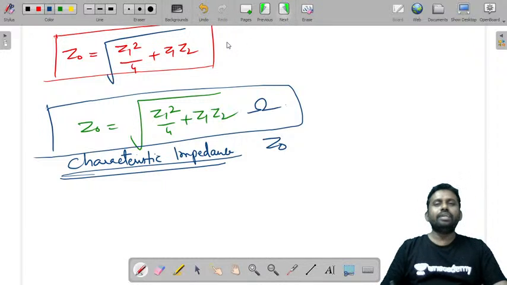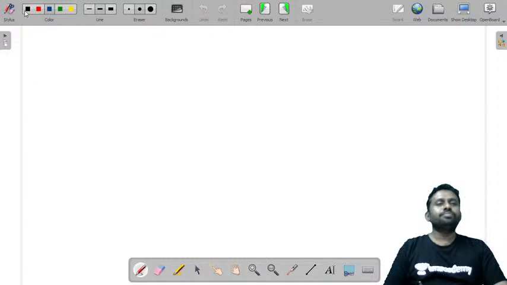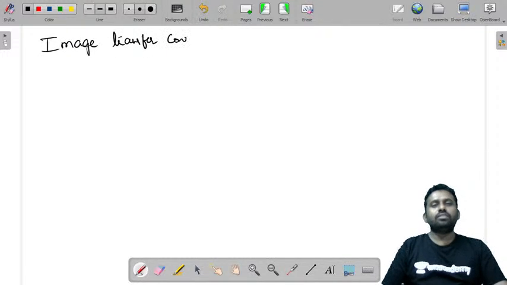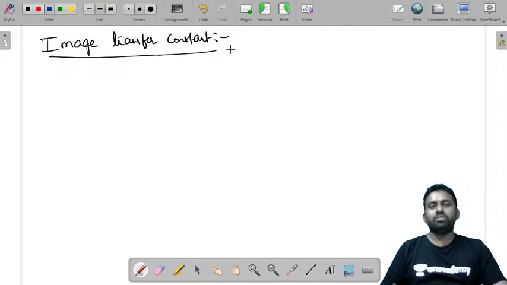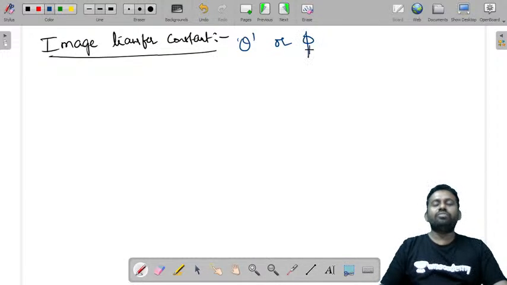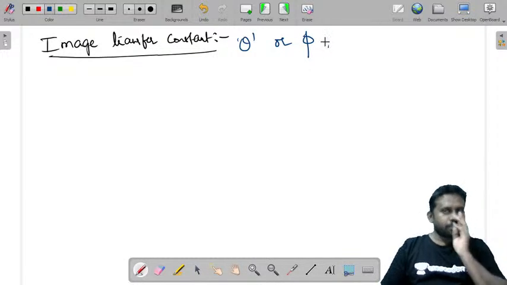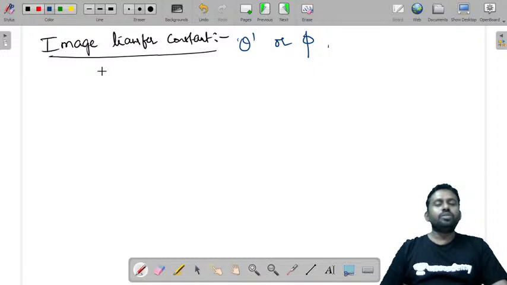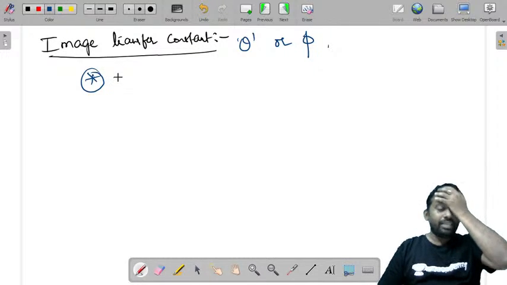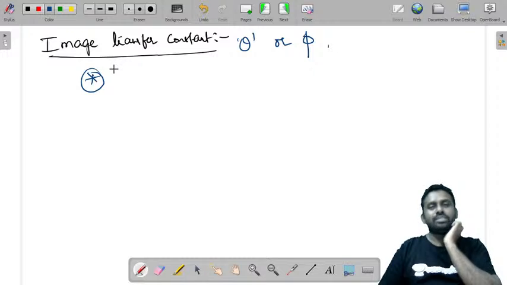Okay. Now let's consider the image transfer constant. For a symmetrical network, it is also called the propagation constant. This is generally denoted by theta or phi. Because image and iterative impedance cannot completely describe the symmetrical network, we use this image transfer constant.